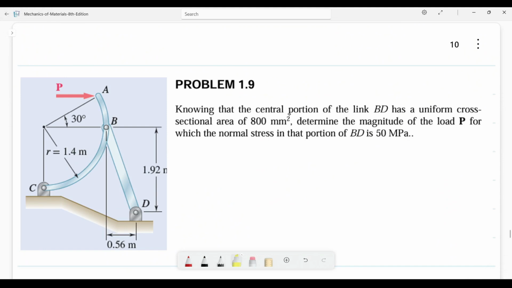Knowing that the central portion of the link BD has a uniform cross-section area of 800 square millimeters, determine the magnitude of the load P for which the normal stress in that portion of the BD is 50 megapascals. We know that sigma equals load divided by area, so for BD we should write it like this: FBD equals sigma multiplied by area.